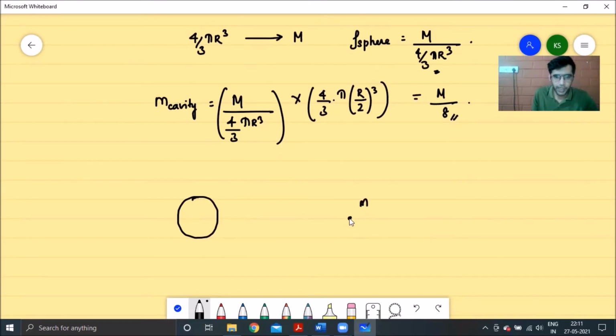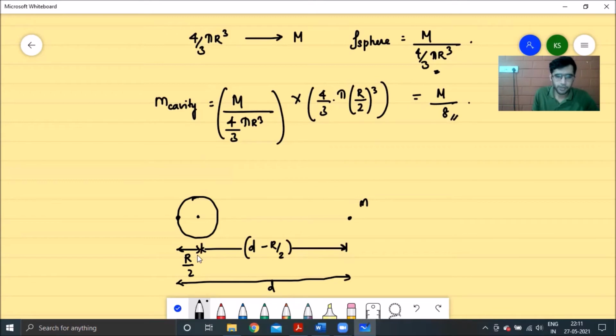So this particle was located at a distance of d from the center of the bigger sphere. So what force would this exert on this? So what distance will this particle be located from the center of this cavity? So this distance, as we know, is r by 2. And this entire distance is given as d. So this distance will be equal to d minus r by 2.